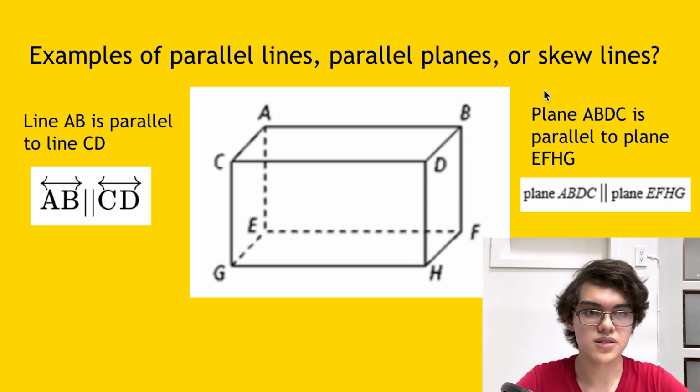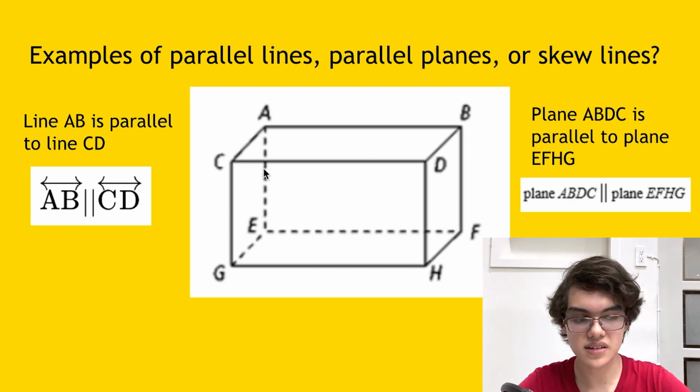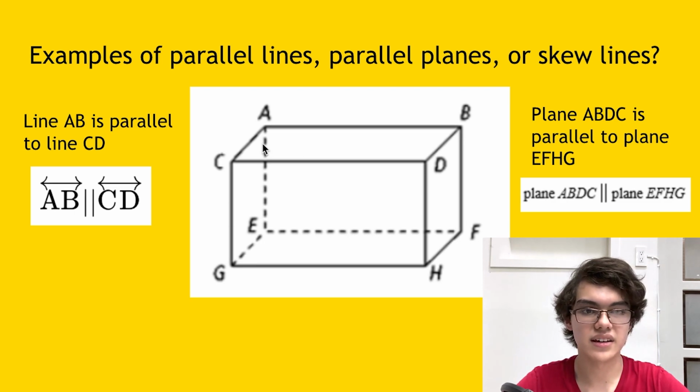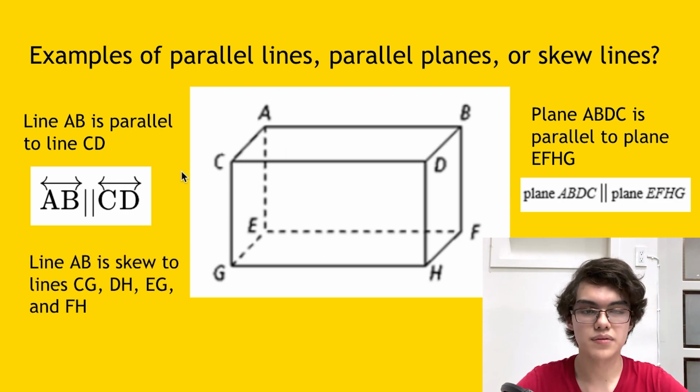And for parallel planes, you could say that the plane ABDC, that's the one on top here, ABDC is parallel to the plane EFHG. And again, we write it out using the parallel symbol here, the two vertical lines. Plane ABDC is parallel to the plane EFHG. Okay, good.